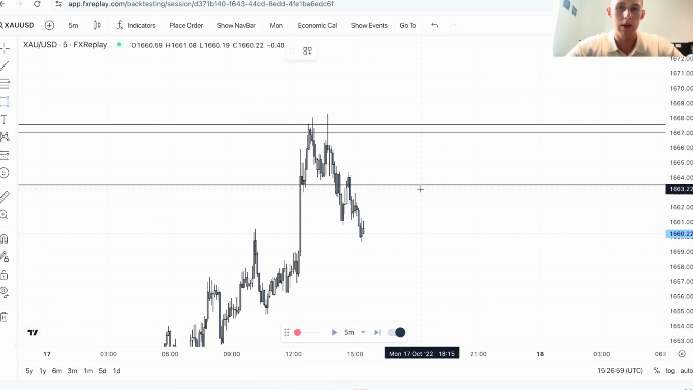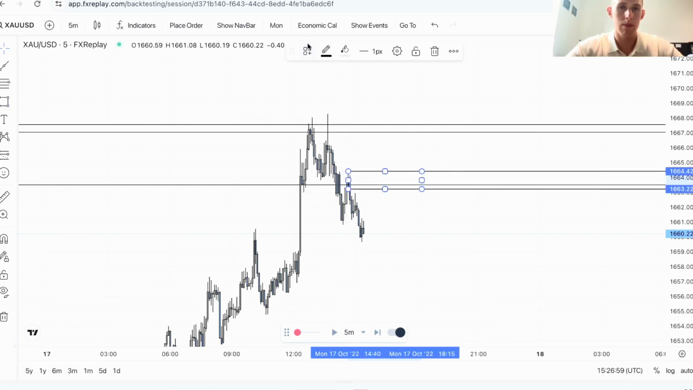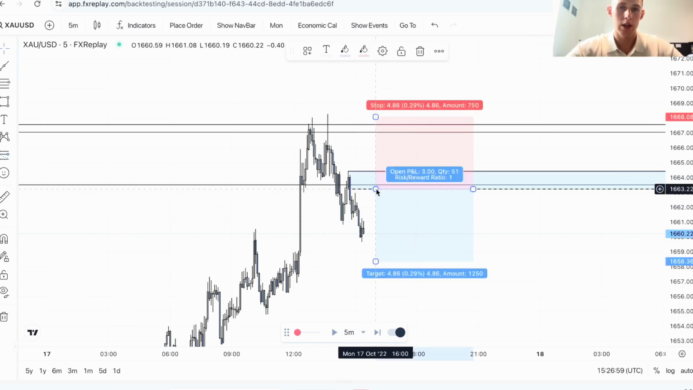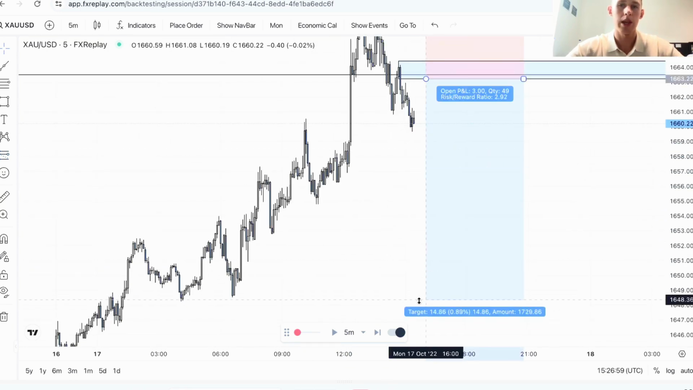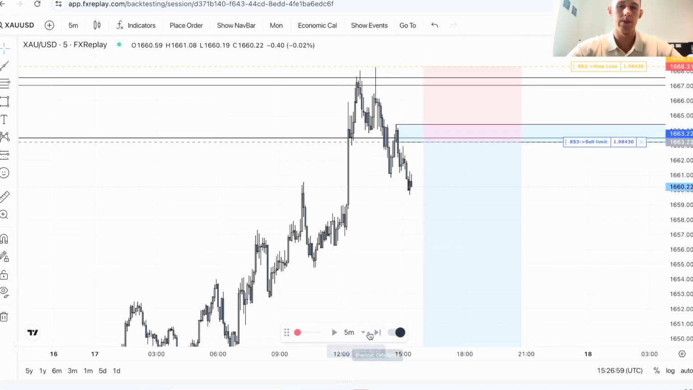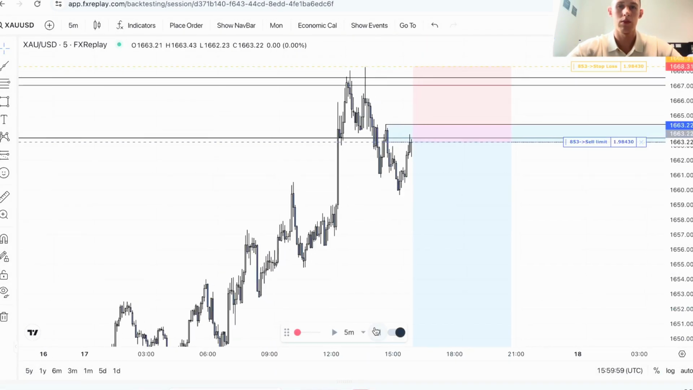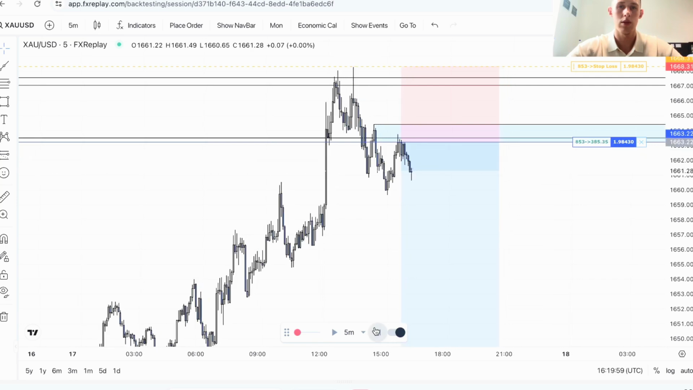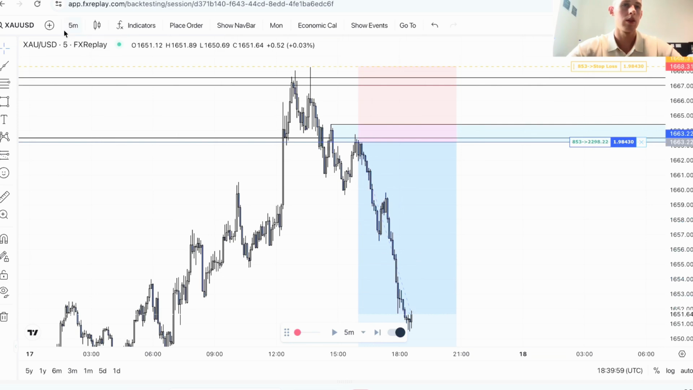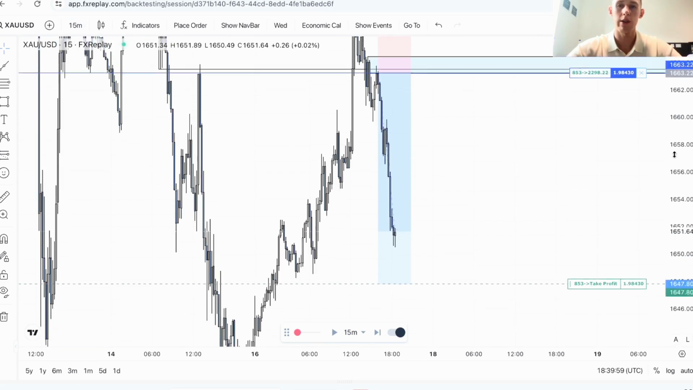Quite like this actually. We've had the high swept, price broke the low, and now we've sort of formed this clear structure. So let's see how price reacts at this supply. Again, targeting a 1 to 3 somewhere down here. Very nice. Almost zero drawdown on that one.